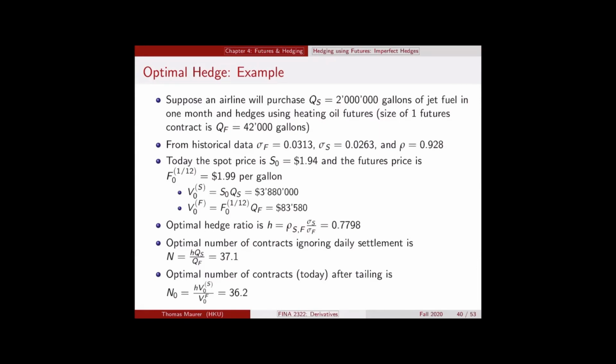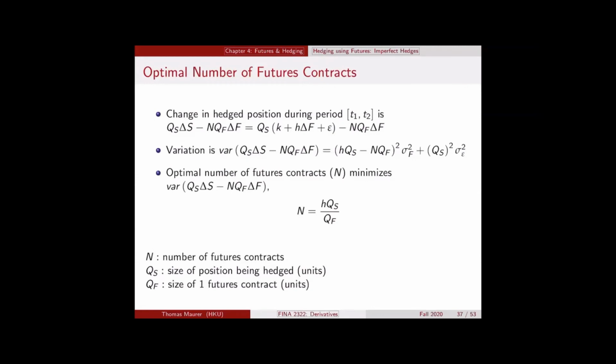Now, the optimal hedge ratio is given by the correlation between heating oil futures prices and jet fuel prices, which is this 92.8%, multiplied by the ratio of the standard deviations in jet fuel prices and heating oil futures prices. And if you plug in these values, we get an optimal hedge ratio, or the slope coefficient, of 0.7798.